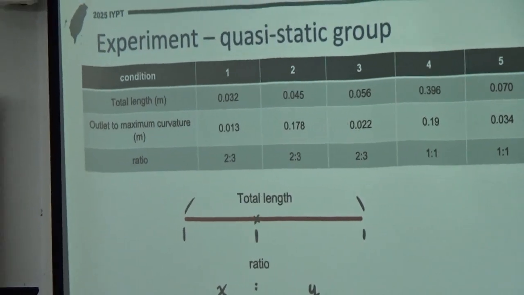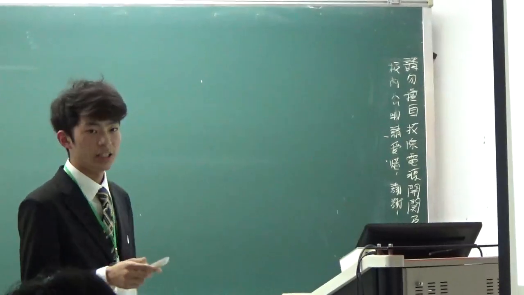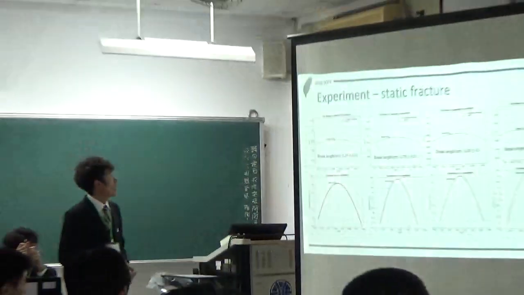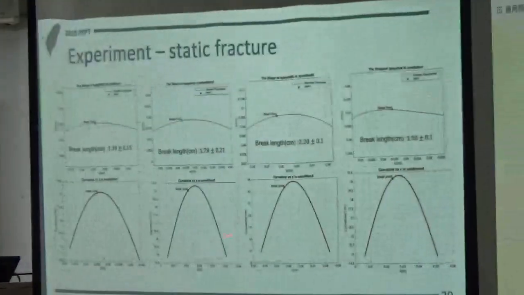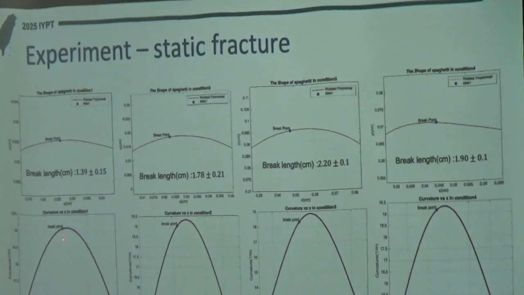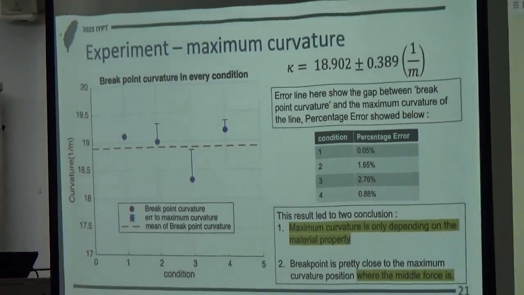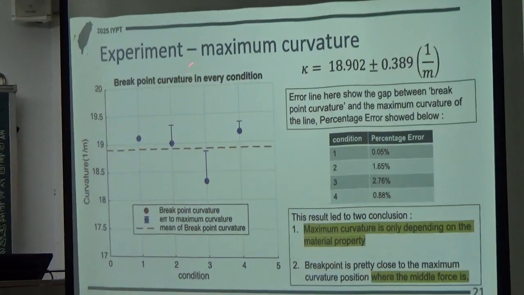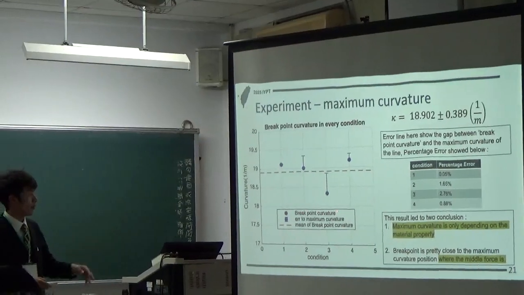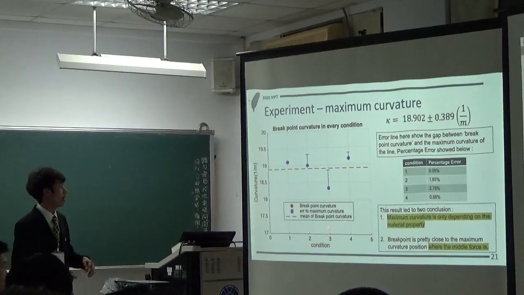And yes, to be honest, in this state we only consider the quasi-steady state, which means I push the spaghetti at an increasingly slow speed. And this is the static pressure here. So as you can see, the break length is not different, and the breaking point is actually near the maximum curvature. So before everything, I start to measure the maximum curvature, and the dot means the breakpoint curvature, and the error bar means the distance to the maximum curvature.